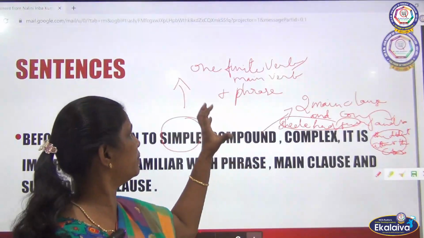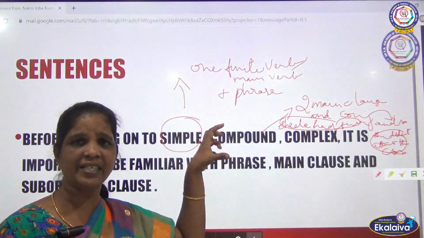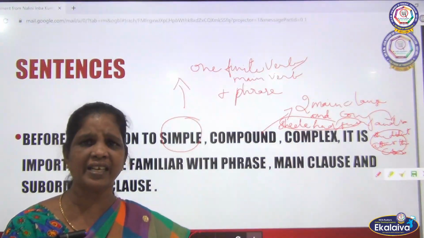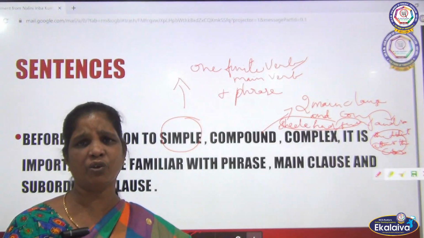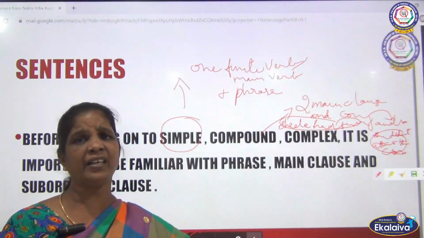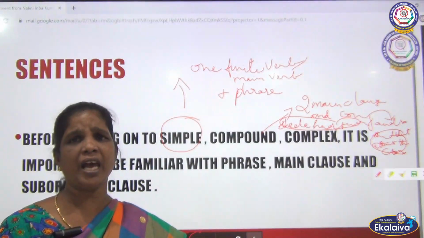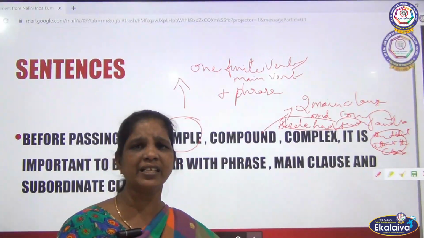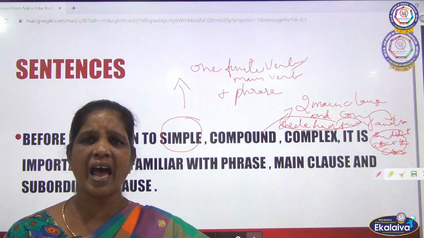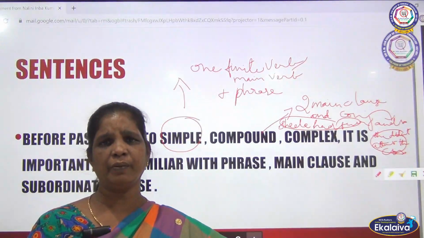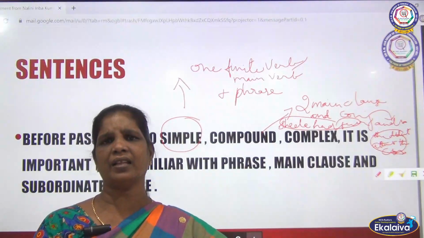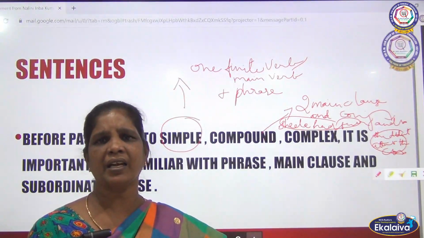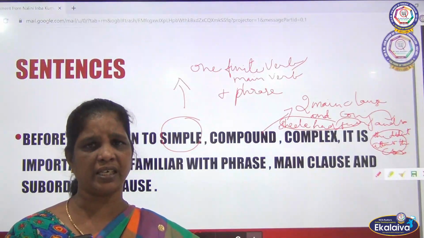A simple sentence will be having one finite verb, one sentence, and along with that a phrase. It may have only one finite sentence, and the other sentence will not be there. If at all it is there, it will be having only a phrase. So that is the structure of a simple sentence. And the structure of a compound sentence is, it will be having one main clause, conjunction, and the other main clause.